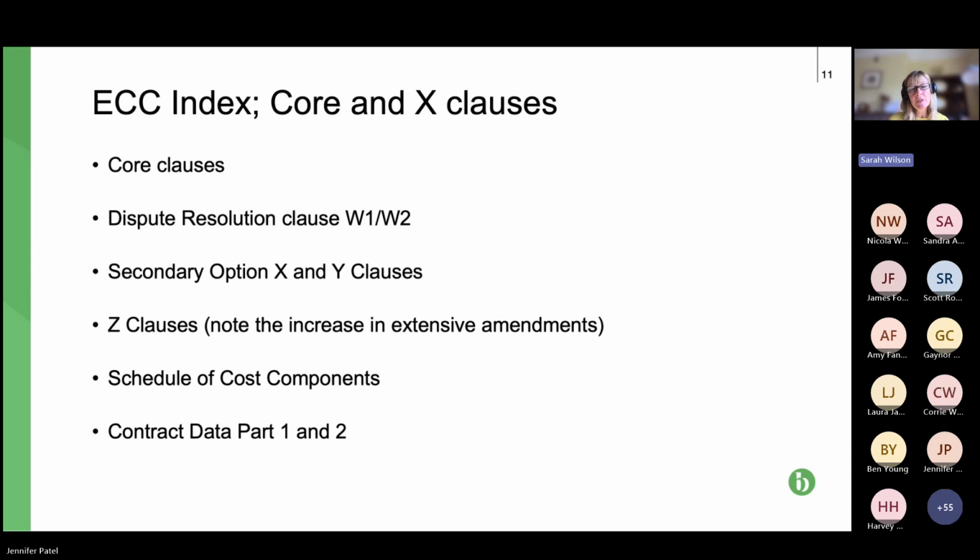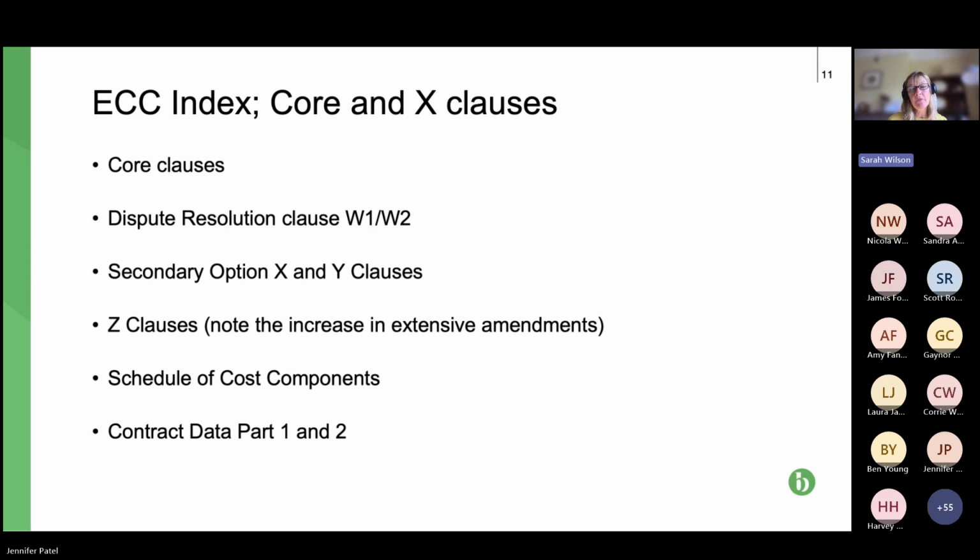Note, as it says there, over the last few years, we've seen a huge increase in extensive and detailed amendments, rather than it just being what it was about 10 years ago, where there may be some additional points put in. We now see detailed amendments of specific clauses, spanning 20, 30, 40 pages.